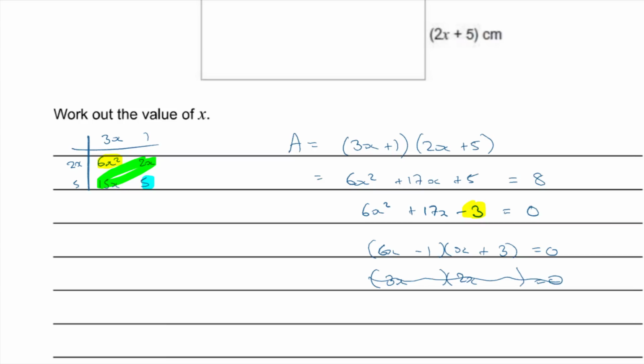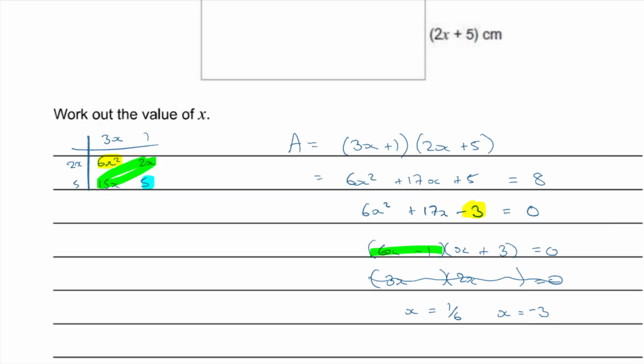So then take one bracket at a time, make it equal to 0, and see what the value of x is. If 6x minus 1 is equal to 0, then 6x is going to be 1, so x is going to be 1/6, and if x plus 3 is equal to 0, then x is going to be minus 3. Okay. Now those two numbers are definitely solutions to that equation that we had, but both of them are not solutions to the problem.